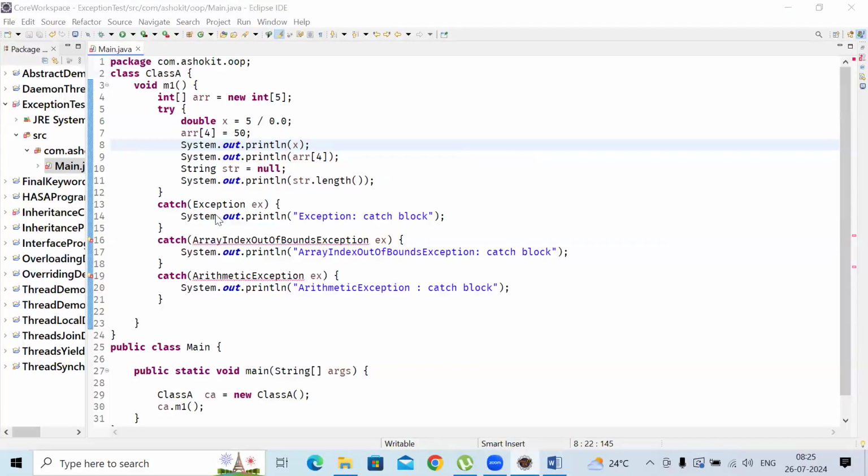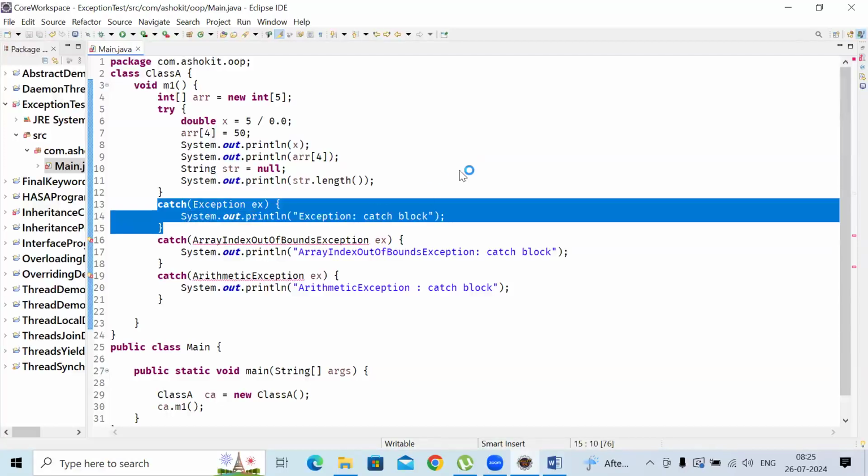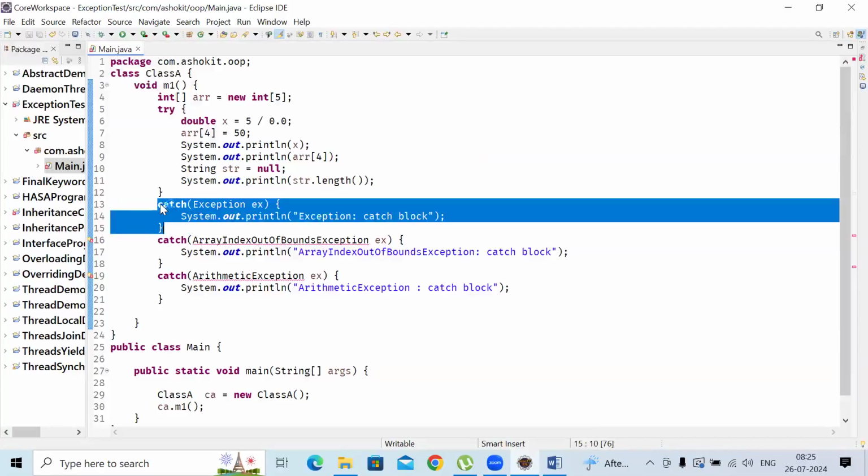Tell me, this first catch block has a parameter. What's the type of the parameter? Exception. Exception is a superclass for all the exception classes in Java, right? Which means this catch block is capable of handling every exception.